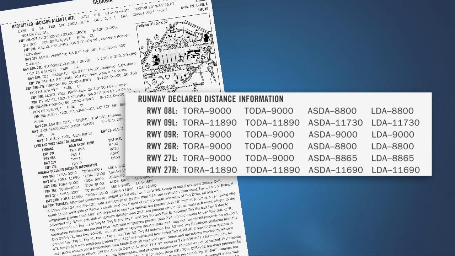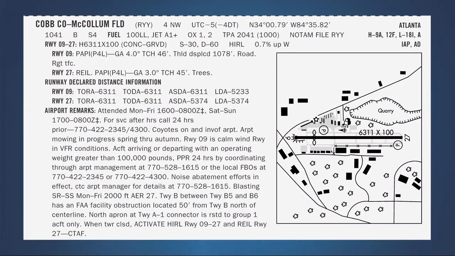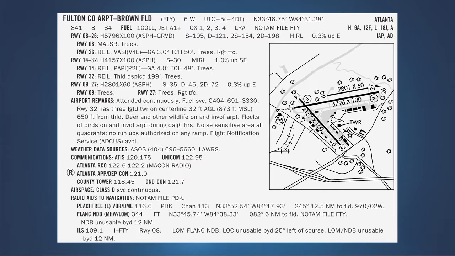In the not-too-distant future, all Part 139 certificated airports, which are those airports with scheduled air carrier operations, will have declared distances published. In some instances, an airport may shorten declared distances for a runway when it is necessary to meet runway design standards. This is the case with Cobb County McCollum Airport near Atlanta, Georgia. However, there are many runways that do not have declared distances published.